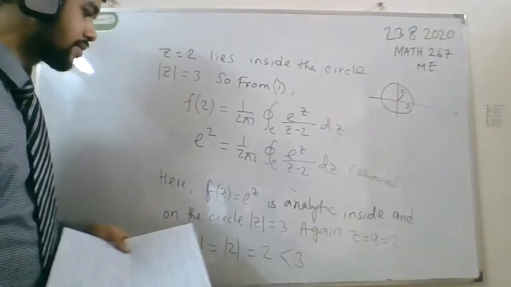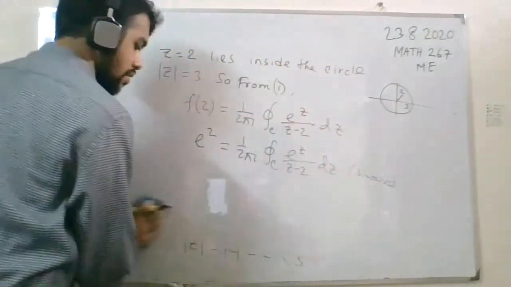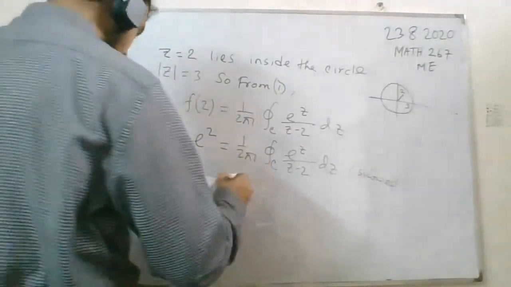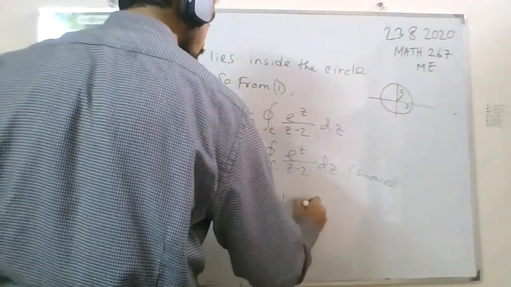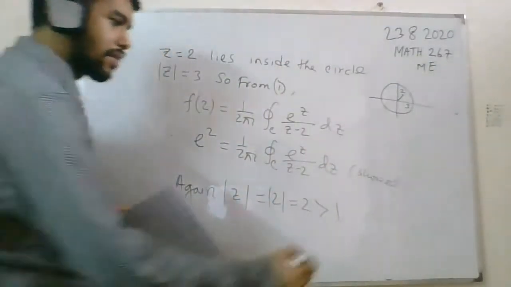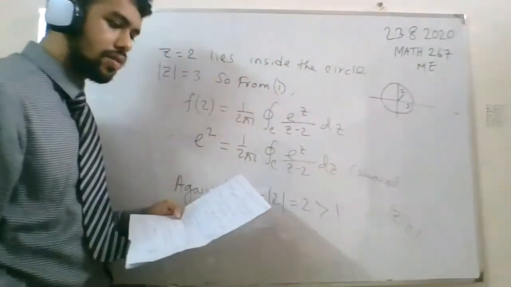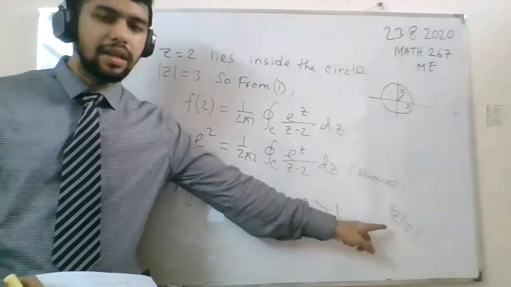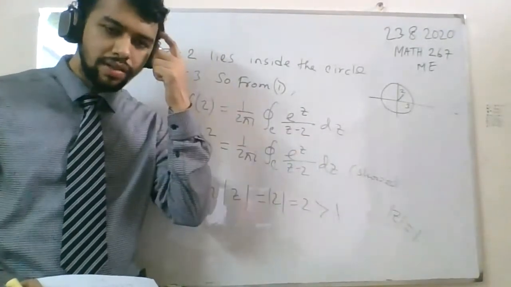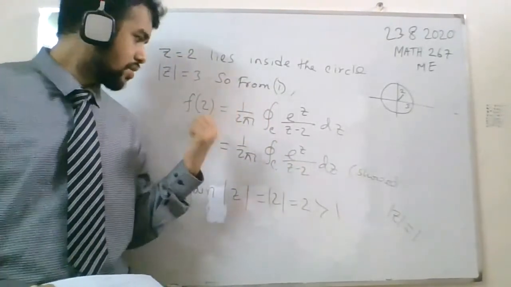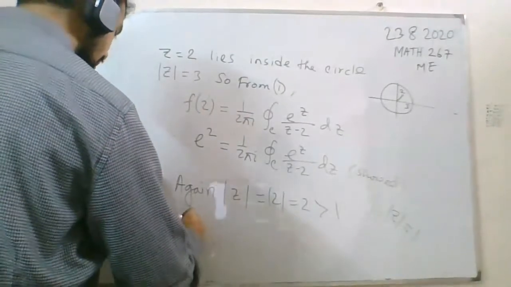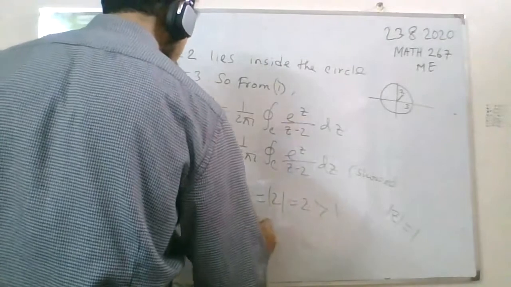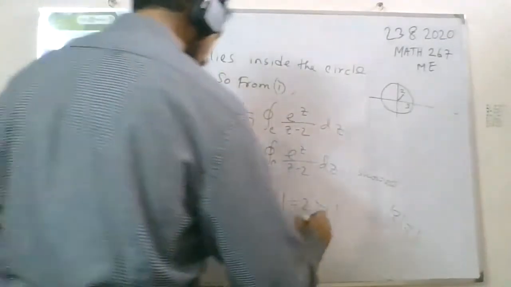Now for the second condition, again it is |z| equals 2, which is greater than 1. Okay. So our second condition was |z| equals 1, right? One was |z| equals 3, and another one is |z| equals 1. Okay. So for |z| equals 3, your result will be e squared. Okay. And for |z| equals 1, your result will be 0. So how could it be 0? Just take a look here. Here z equals 2 lies outside the circle.